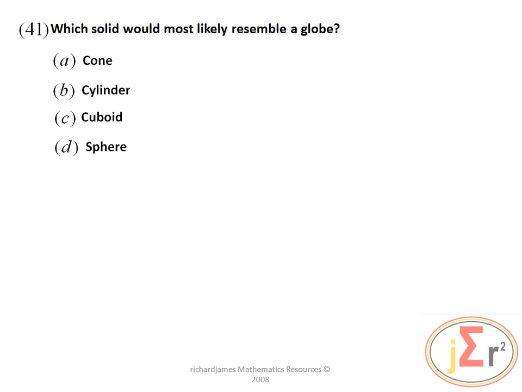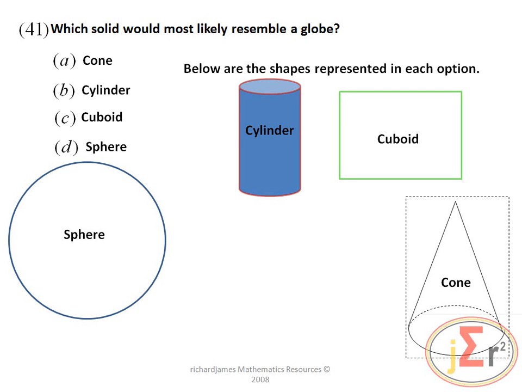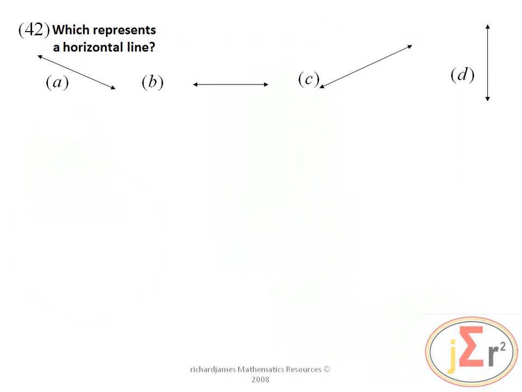Which solid would most likely resemble a globe? Below are the shapes represented in each option. There they are. A globe is a miniature representation of Earth. The approximate shape of the Earth is spherical. The most suitable answer is option D, which represents a horizontal line.